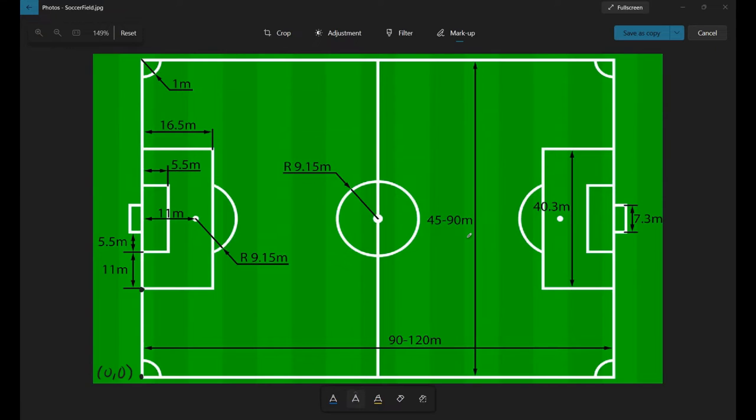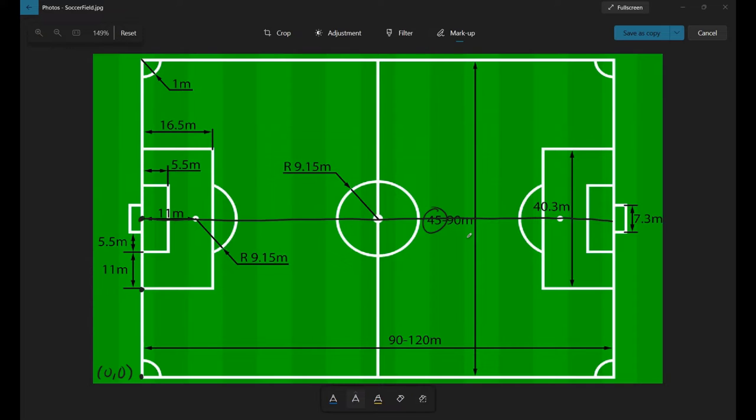Our field is 45 meters across. Now we're going to do a little bit of math here. There's a few ways to do this. If I cut the goal in half, this would be the center line of the entire field. Because the total width is 45, half of 45 is 22.5.